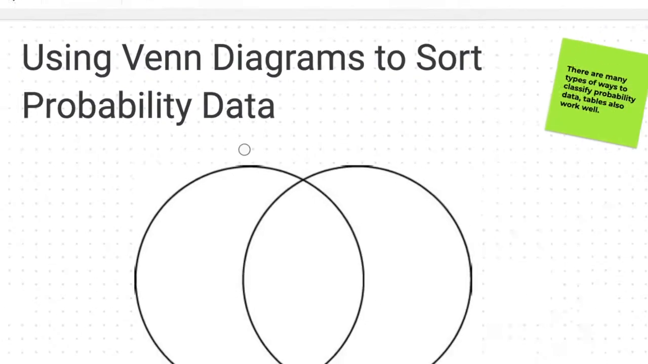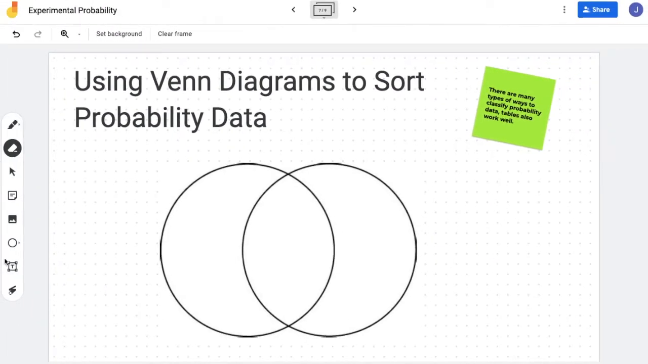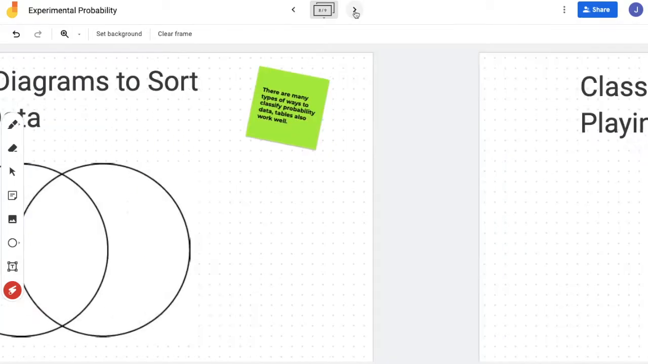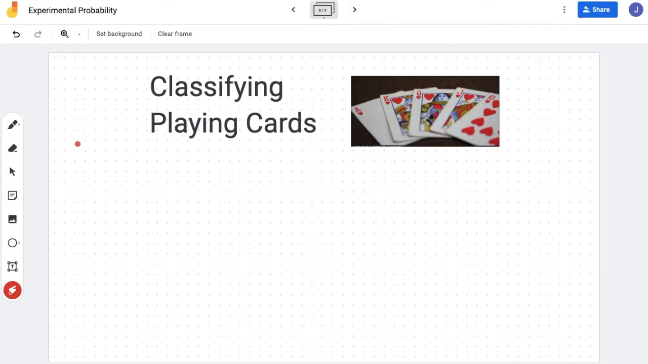Today we're going to zoom in a little bit on Venn diagrams as a way to sort the outcomes that are available in an experiment. So we use them to talk about several conditions that we want to try to meet, and we'll find out what they have in common. So today we're going to look at playing cards more specifically.